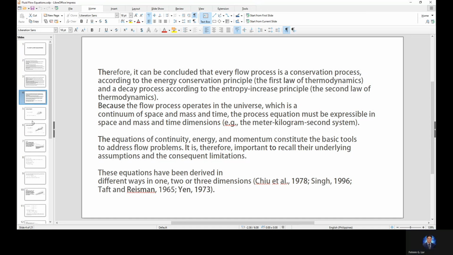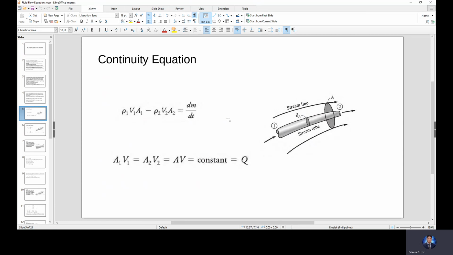So, first, as I've said, in order for us to apply those conservation of mass, energy, and momentum, the flow must first be continuous. So I think we have discussed this one already, the continuity equation.